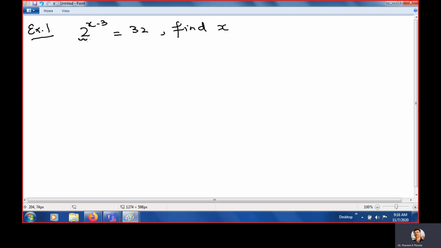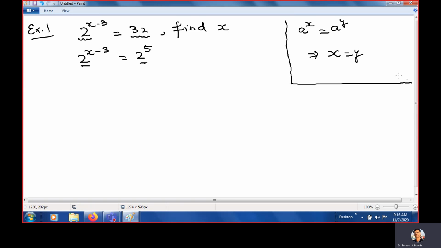So here is what? We need to write 32 in the powers of 2. So 32 is 2 power 5, because the bases are the same. I need to explain this property: if a power x is equal to a power y, then x is equal to y. Remember this: if the bases are the same and the terms are equal, the exponents will also be the same.